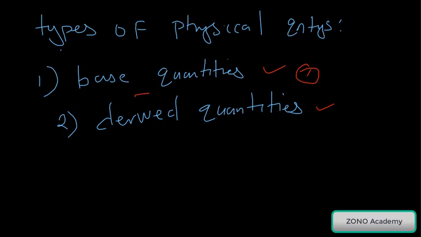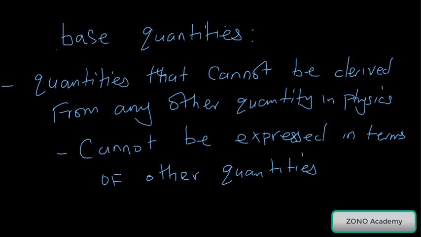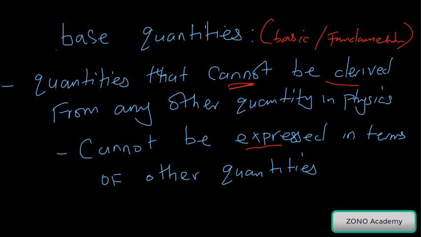Now, in discussing the base quantities: the base quantities are just quantities that cannot be derived from any other physical quantity in physics. These are quantities that cannot be expressed in terms of other quantities. In other words, these quantities are basic, or better still, they are fundamental. They are basic in their form.